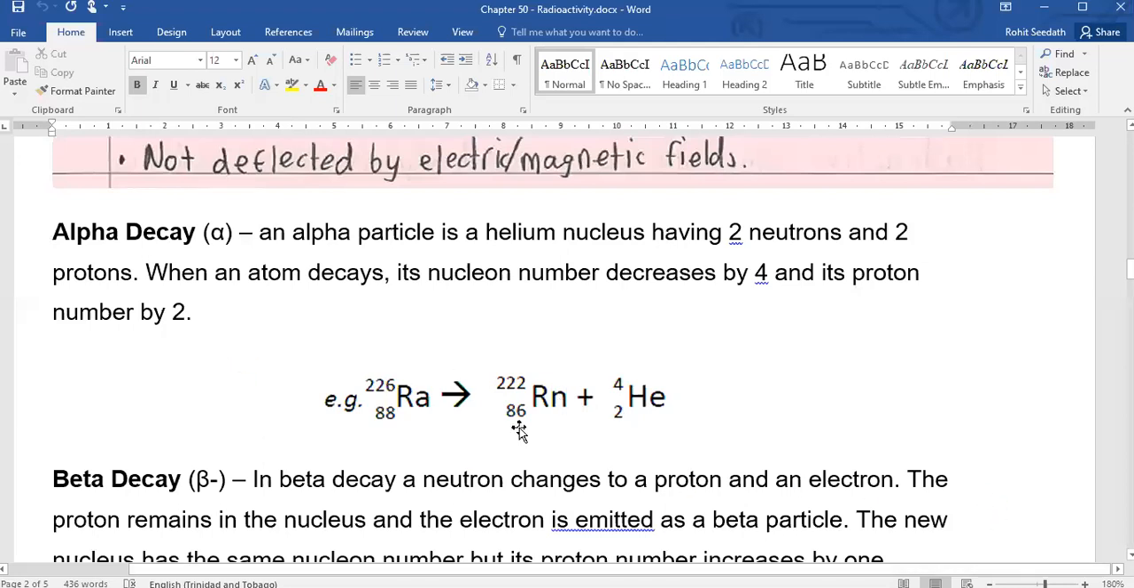So to get this here for the alpha decay, it is important to know that you're always going to end up with a helium atom which is 4, 2, and you take the original atom and subtract 4 from it, so your top number is going to be 222, and 88 minus 2, which is your bottom number, you're going to get 86. That's how you do alpha decay, right?